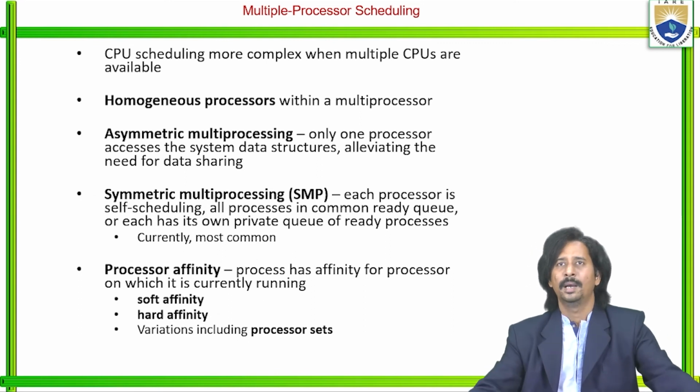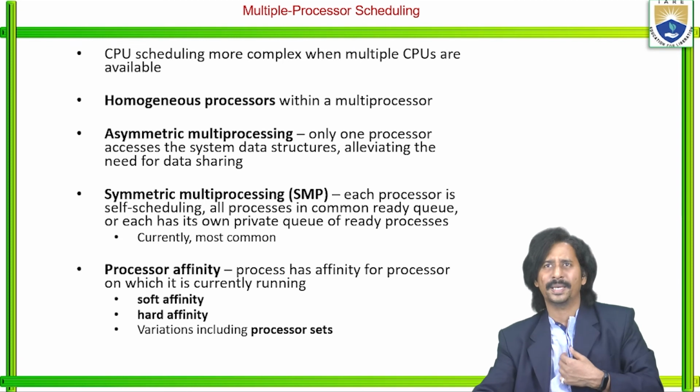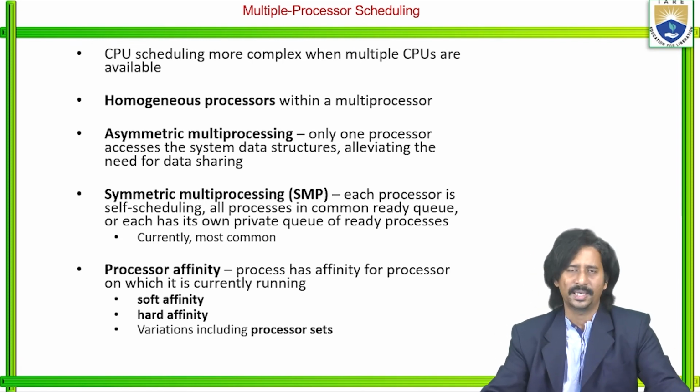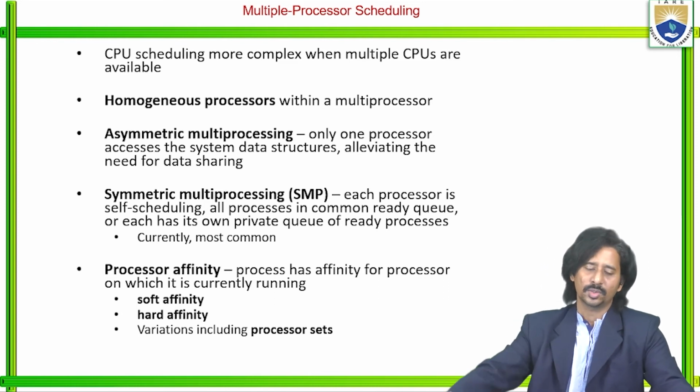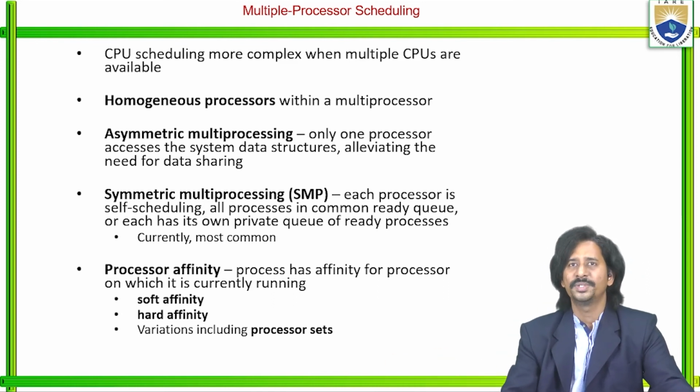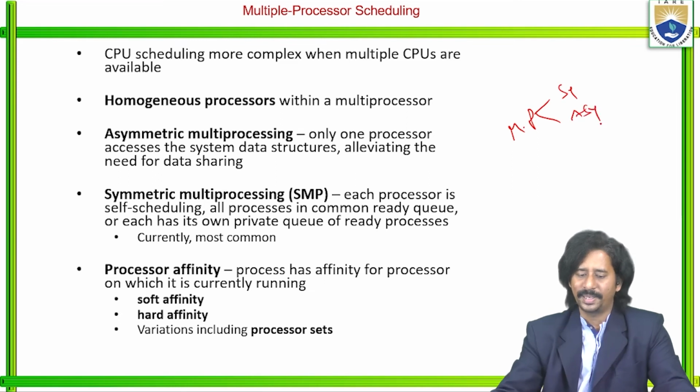Then the next one is multiple processor scheduling. So we know CPU scheduling is more complex when multiple CPUs are available. Definitely, nowadays we are using multitasking and multiprogramming concepts. So CPU scheduling is more complex when multiple CPUs are available, right? Those can generally be categorized as homogeneous as well as heterogeneous processors. So homogeneous processors within a multiprocessor, right? Basically this multiprocessing is categorized into symmetric as well as asymmetric multiprocessing.